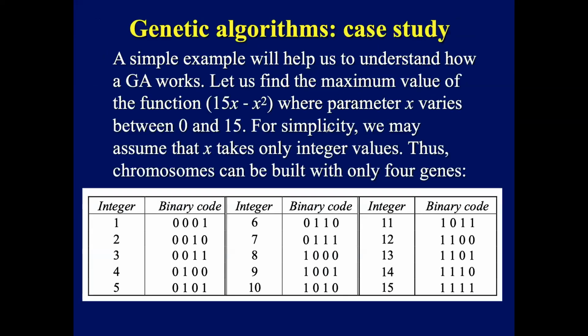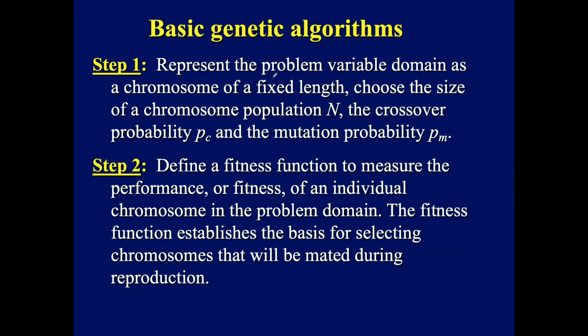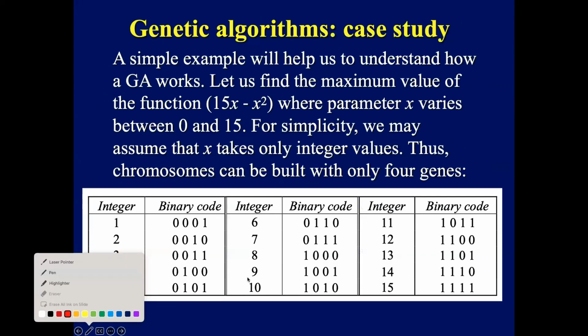Okay, if we go back a bit, we said the first step is to represent the problem as a chromosome. So for us, we have said it will be 4 bits. That is the solutions or the variable. And then we choose the size of the chromosome population, and we've said it will be 6. And then the crossover probability, we have said it will be 0.7. And then the mutation probability, we have said that will be 0.01. Okay, so that is the first step in our example case study.